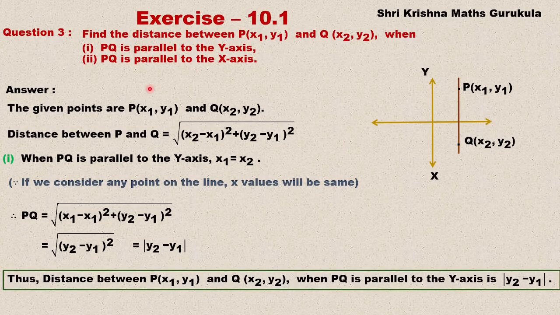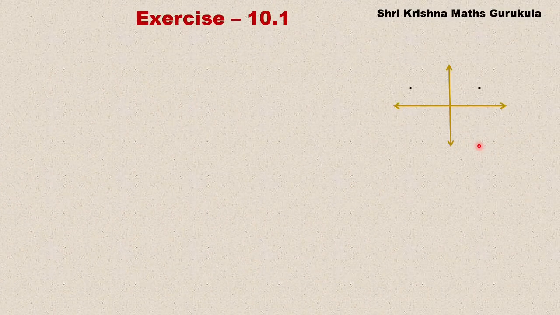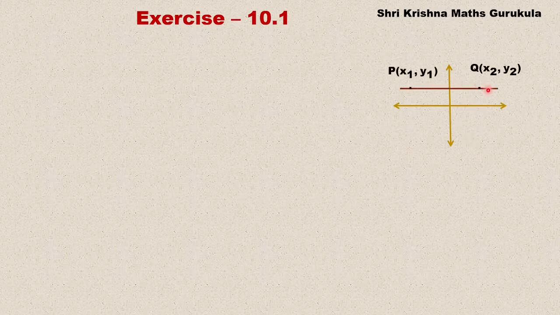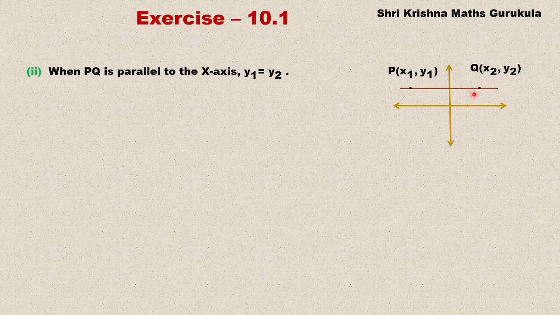Now let us consider the second case where PQ is parallel to the x-axis. This case is also similar to the very first case, but what we have to consider is a line parallel to the x-axis, where the y-coordinate will be the same for any point on that line. Okay, let us again consider a rectangular coordinate system. We are considering two points P and Q here. After joining we will get a line which will be parallel to the x-axis. This point we could have considered here also. Then we would have got a line parallel to the x-axis like this.